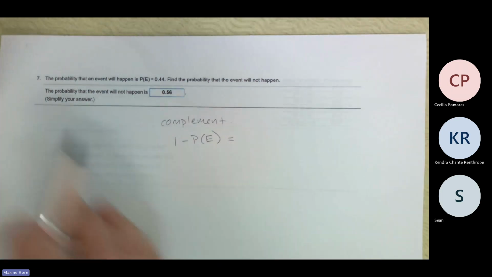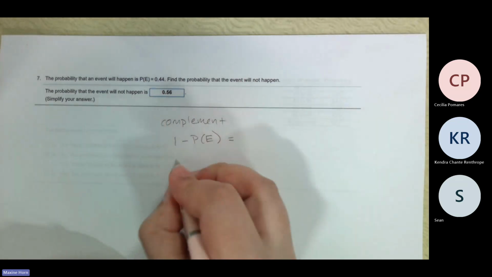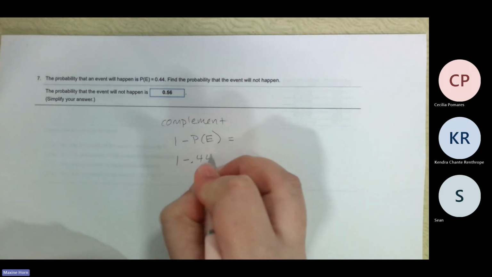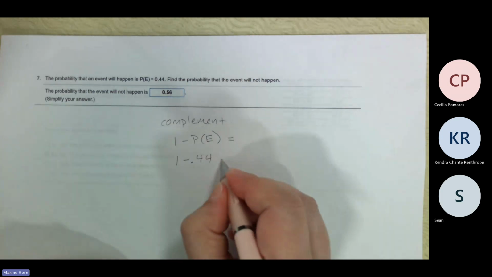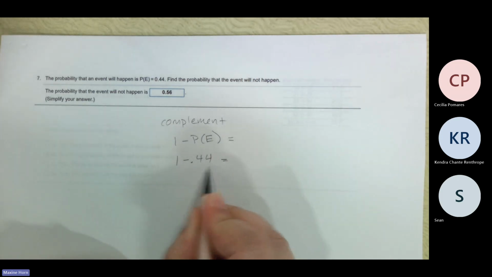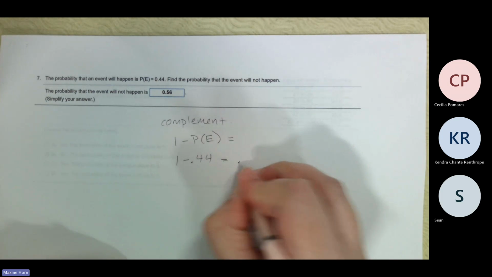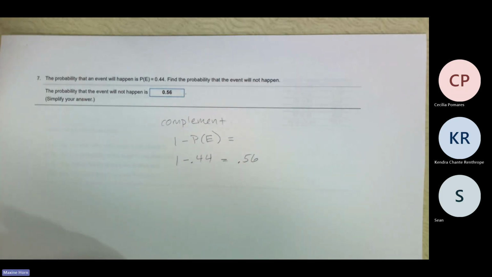So that's something that we do quite a bit. We don't even know what this event is. All we know is that its probability is 0.44. So the complement of it, or the probability that it won't happen, is 1 minus that. So 1 minus 0.44 is 0.56.